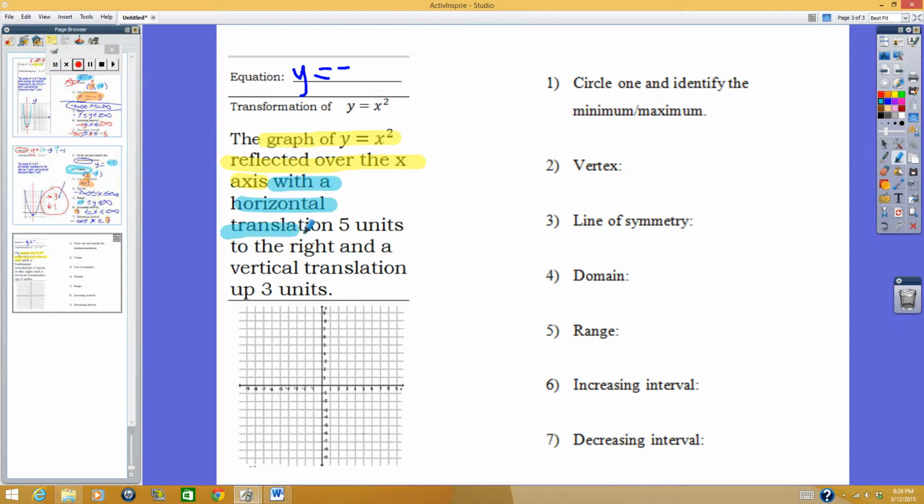Horizontal translation, 5 units to the right. I know that means it's going to go to +5. But instead of +5, I would be writing the opposite, because that's the rule when you're in parentheses. X, bam, -5. And the last part that I did not finish reading is that it has a vertical translation up 3 units. And that's the one that's pretty simple. It's the one by itself.